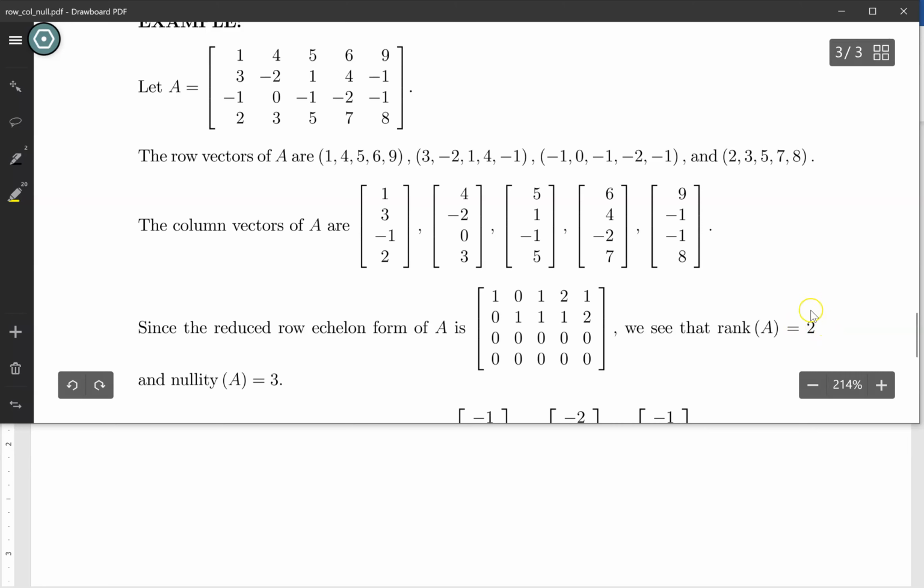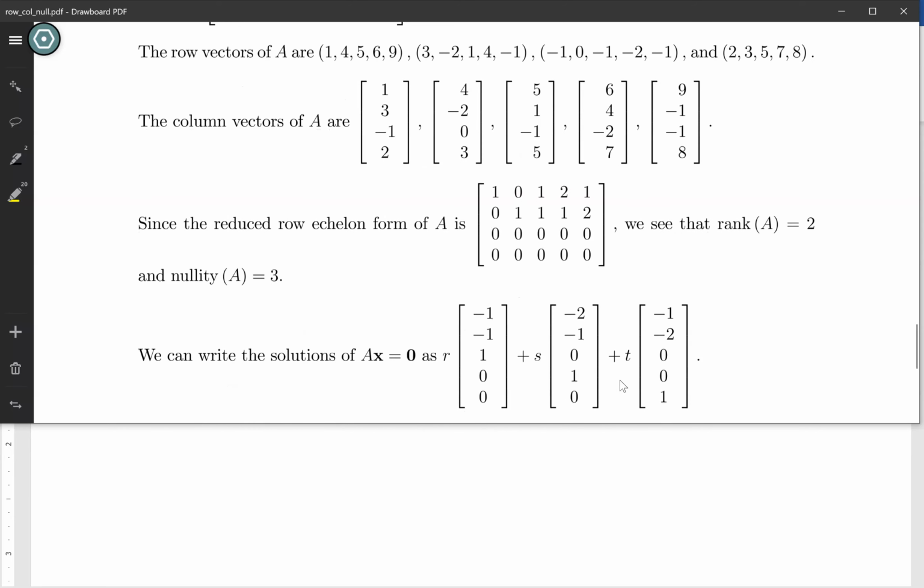Now, one thing I do want to notice is that when you take the rank and add it to the nullity, we get the number of columns. And that's always true because, think about it, either a column has a pivot in it or it doesn't. So when I take the rank and add it to the nullity, I have to get the number of columns that are in the matrix no matter what, because either a column has a pivot or it doesn't have a pivot.